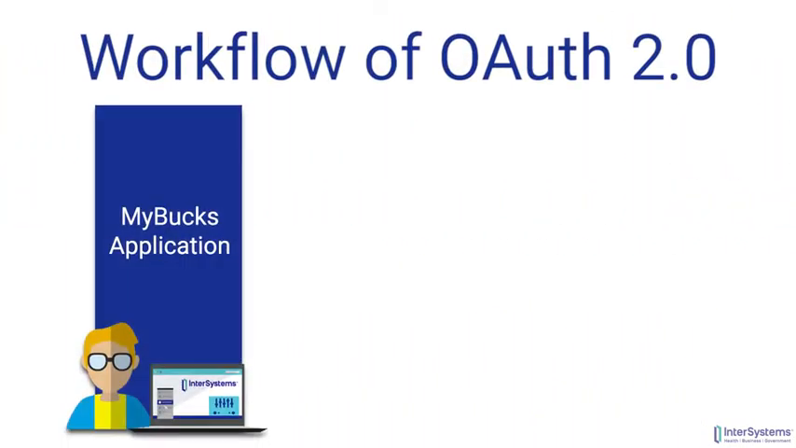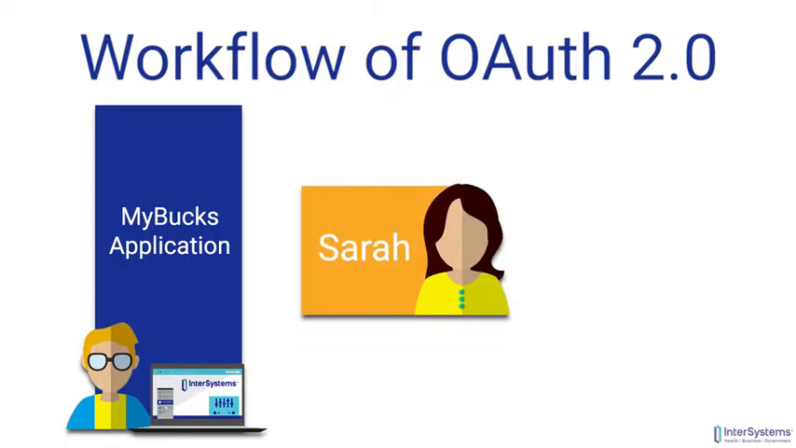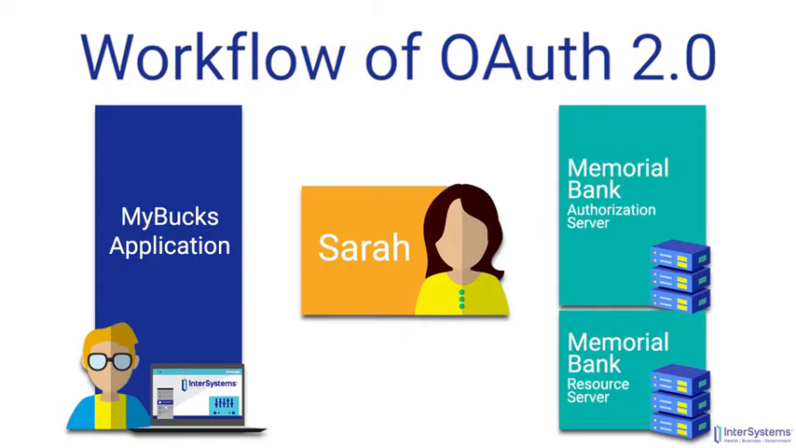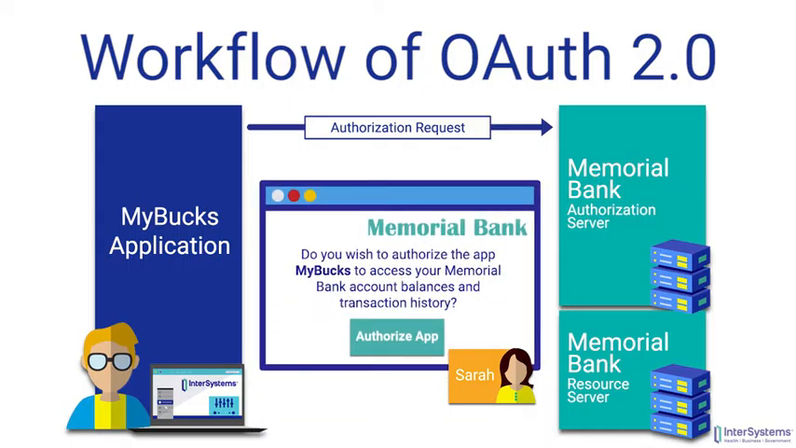Let's use John's personal finance application, MyBucks, as an example. Sarah is a user who wants to manage her finances using the dashboard views that MyBucks provides. So she opens up MyBucks and wants to connect her Memorial Bank checking account in order to view her balances and transaction history in MyBucks dashboards. When Sarah clicks to connect her Memorial Bank account, MyBucks will make a request to the Memorial Bank authorization server, which will display to Sarah a Memorial Bank authorization screen asking her to authorize MyBucks to access her bank account.